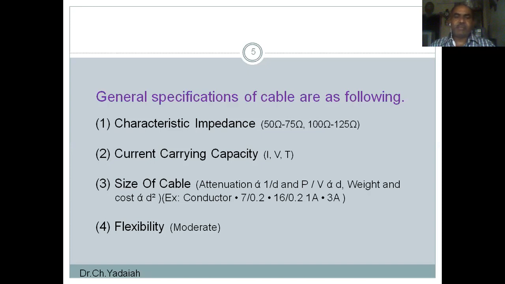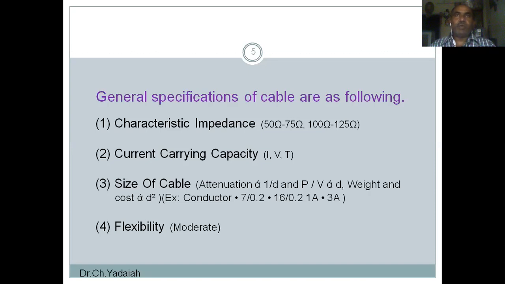So that means the size of the cable affects the attenuation. The attenuation is inversely proportional to the diameter of the conductor. At the same time, its power or voltage capacity directly depends upon the diameter. Here attenuation is inversely proportional, whereas the power and voltage of the cable depend on the diameter of the cable. At the same time, the weight and cost of the conductor depend upon the diameter of the conductors. So it means as the diameter increases, the weight and cost automatically increase.